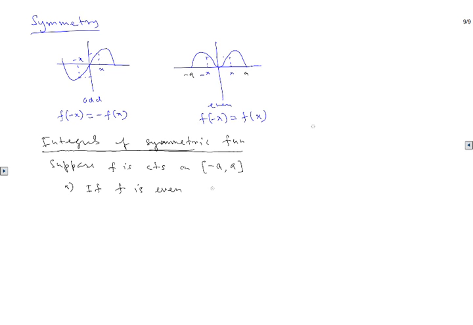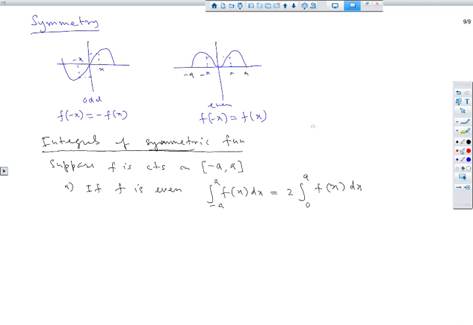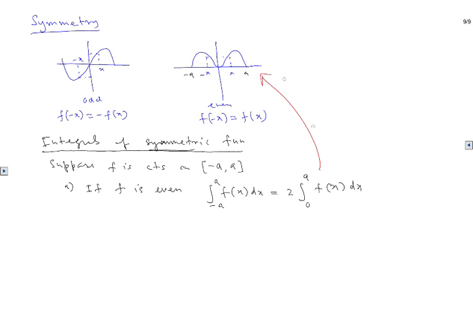If f is even, what's going to happen? The integral from negative a to a of f(x) dx is double the integral from 0 to a, because it's two equal areas that you can add up, so you can say twice one of them, 0 to a of f(x) dx. It's very clear from the figure. Okay, so that's that one.